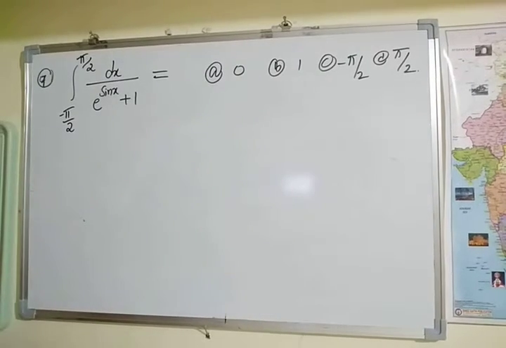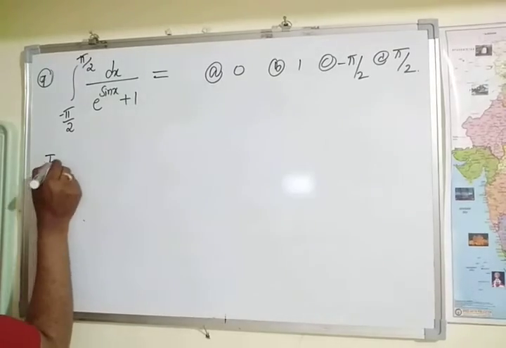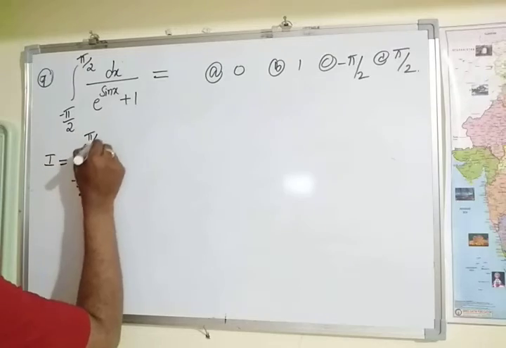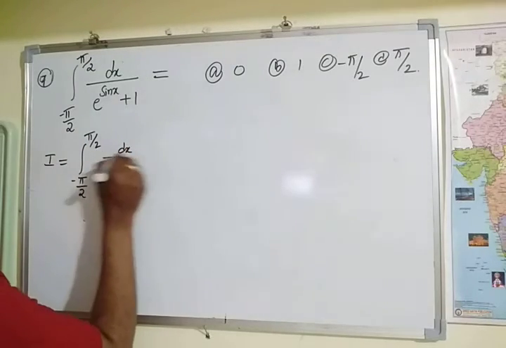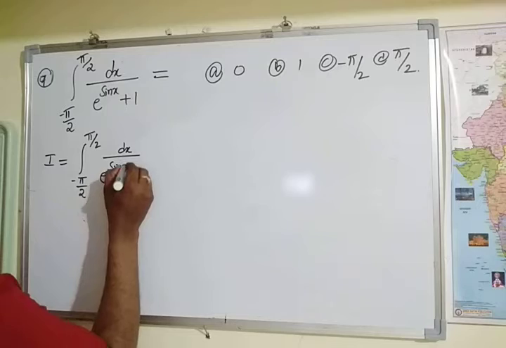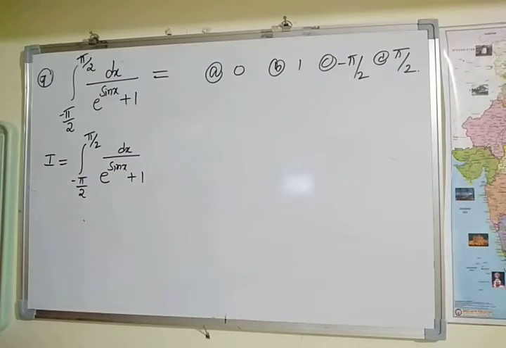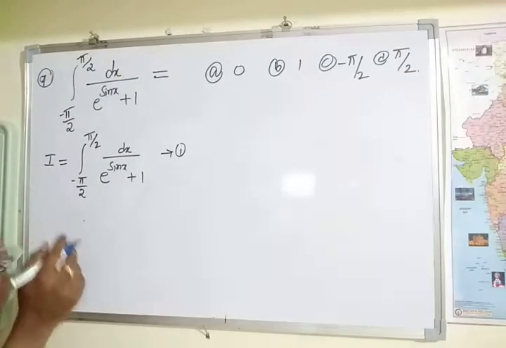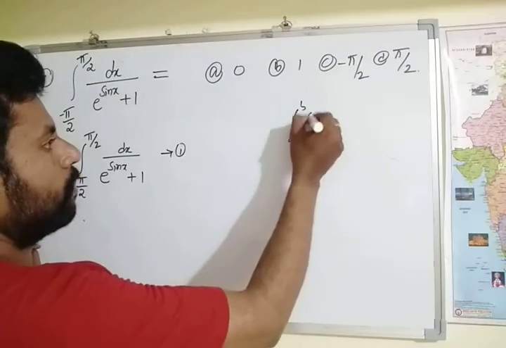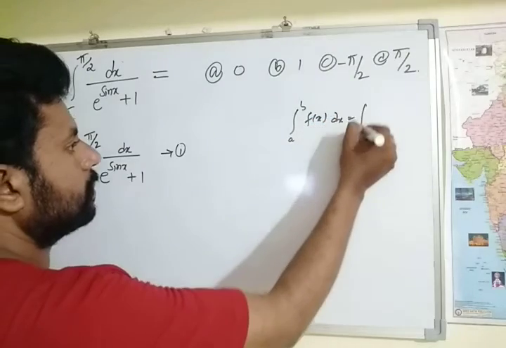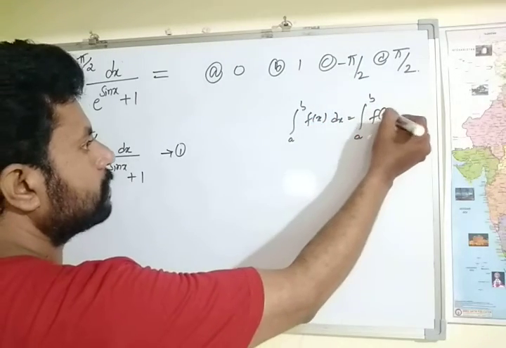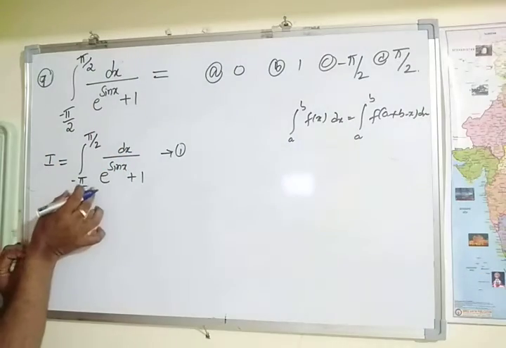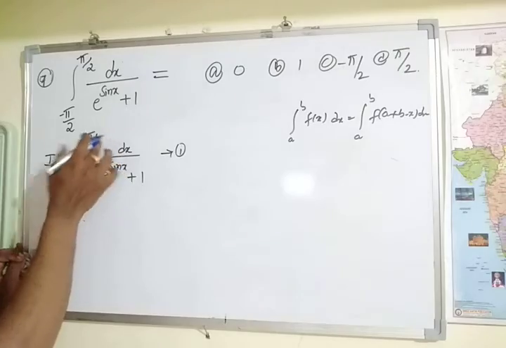Next example, here we have I is equal to integral of minus pi by 2 to pi by 2 dx divided by e to the power sin x plus 1. Now here apply property. Here consider equation number 1. Now apply the property. Integral of a to b f of x into dx can be written as integral of a to b f of a plus b minus x into dx. Now here we have a is minus pi by 2, b is pi by 2, then minus x.